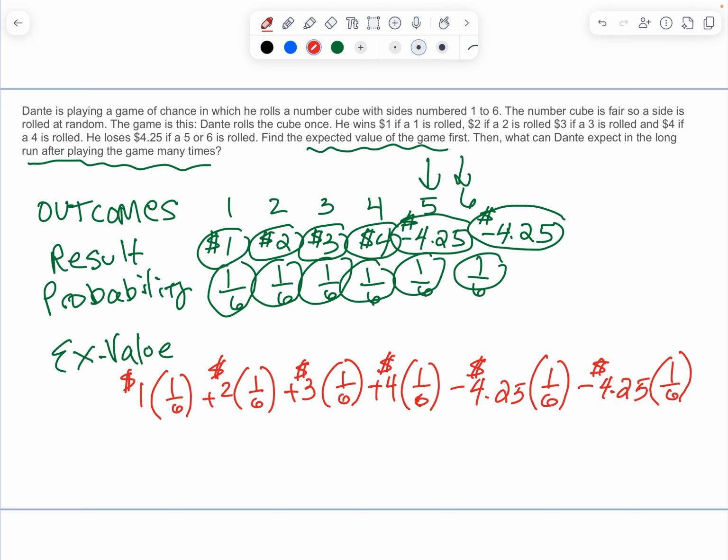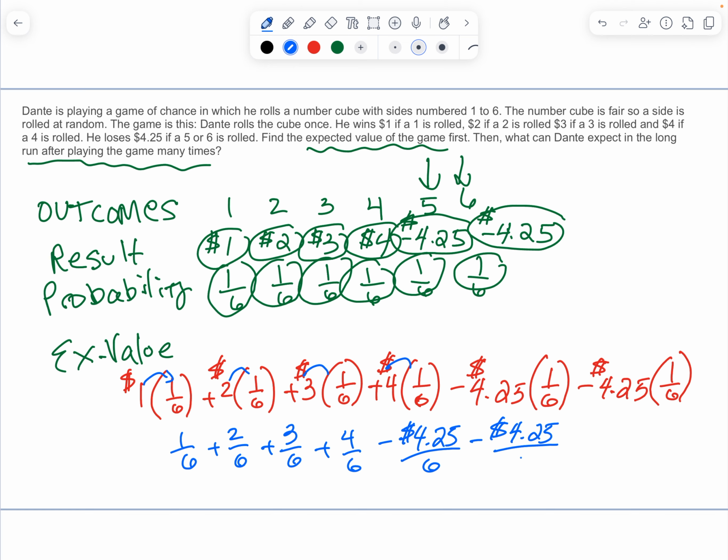Okay, so now it's time to do the math. So, 1 times 1/6 is 1/6. 2 times 1/6 is 2/6. 3 times 1/6 is 3/6. 4 times 1/6 is 4/6. So far, this is kind of nice. All of our denominators are matching. Minus 4.25 out of 6, minus another 4.25 out of 6. Let's put my dollar signs back on here, even though it just looks a little hectic like that.